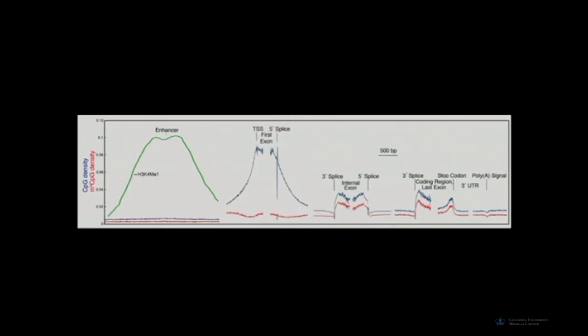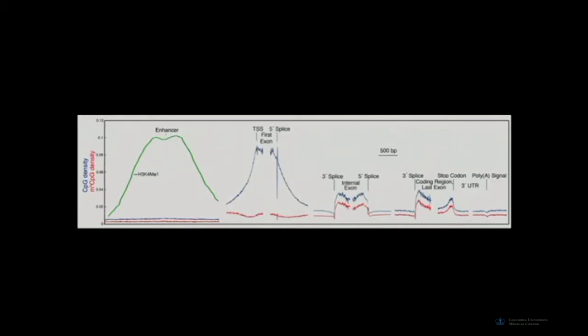So here's a metagene where we're averaging over 14,000 RefSeq genes. And we found that enhancers have very low CpG density, shown in blue, and about half of those CpGs are methylated. So even though it's 50% methylated, there's almost no methylation in enhancers because they have so few CpGs. If we look at the transcriptional start site, we see a very high peak in CpG density right at the TSS, but very low methylation density.